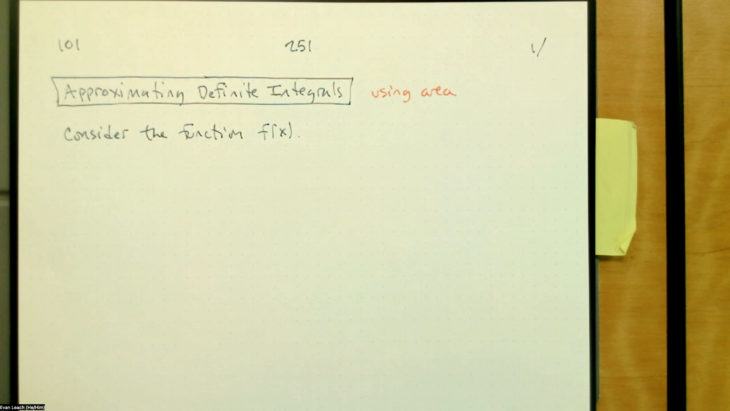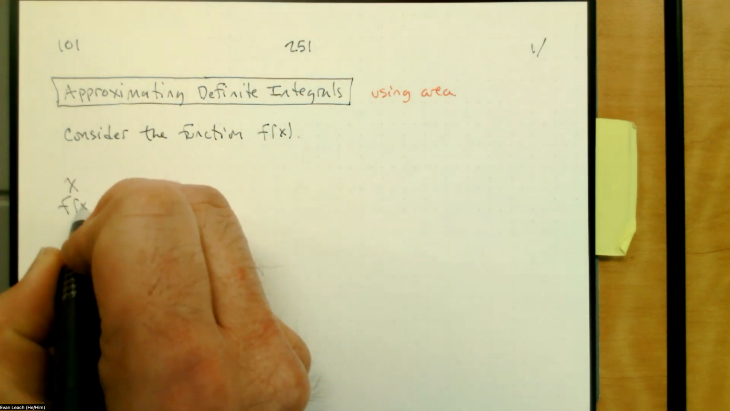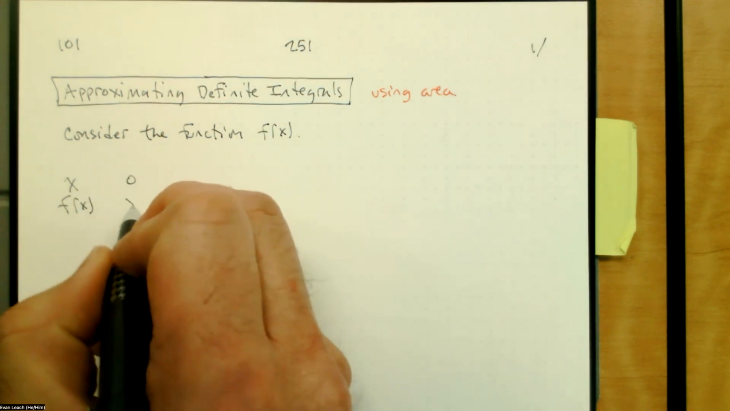I'm going to give you a function, but I'm not going to tell you what the function is. I'm just going to give you some values for the function. I'm going to give you a set of data that we collected by observing this function. We'll start off at 80.